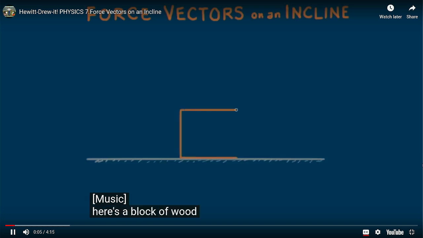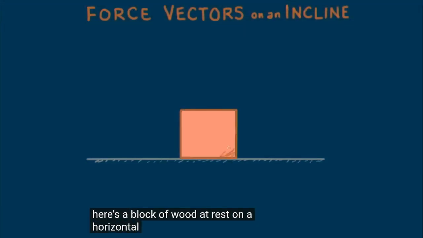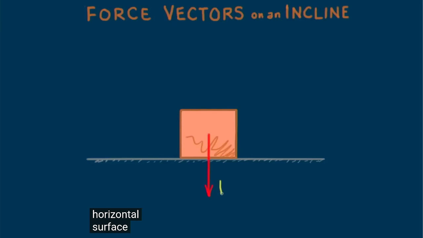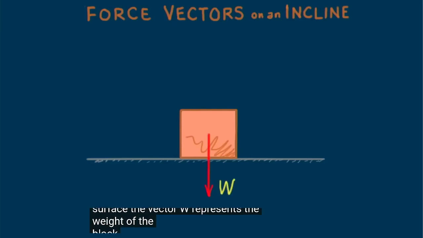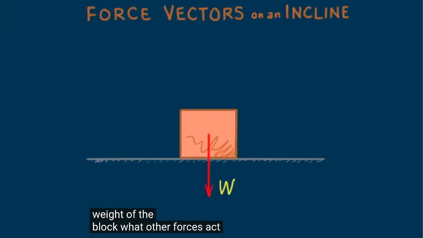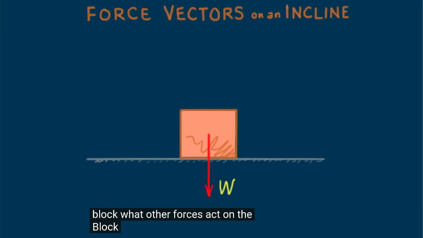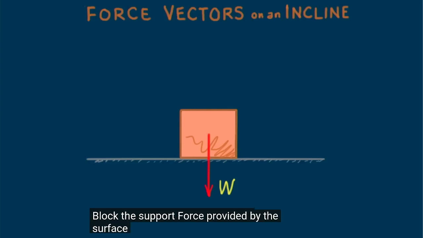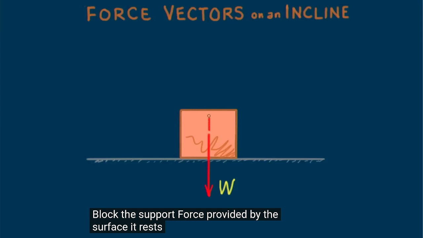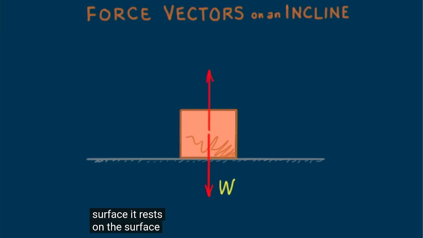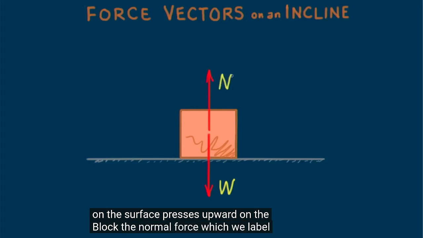Here's a block of wood at rest on a horizontal surface. The vector W represents the weight of the block. What other forces act on the block? The support force provided by the surface it rests on. The surface presses upward on the block, the normal force, which we label N.